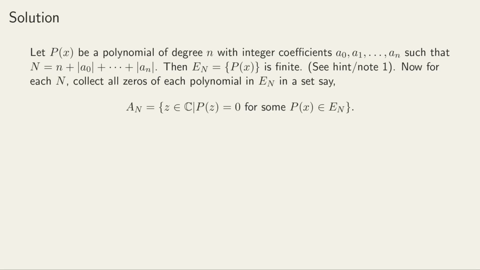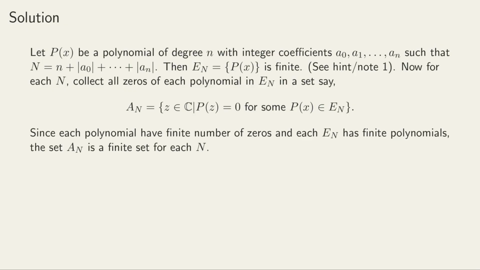Now for each N, collect all zeros of each polynomial in E sub N into a set, say, A sub N equals the set of all complex numbers z such that p of z equals 0 for some polynomial p of x in E sub N. Since each polynomial has finitely many zeros, and each E sub N contains finitely many polynomials, the set A sub N is finite for each N.